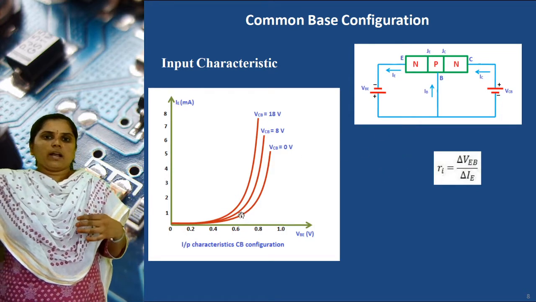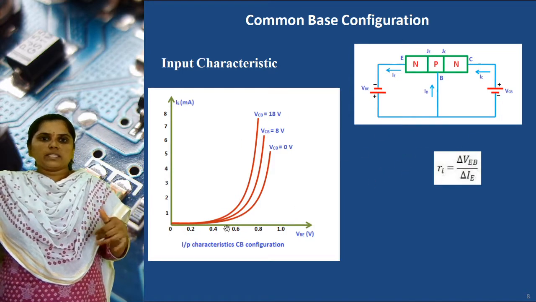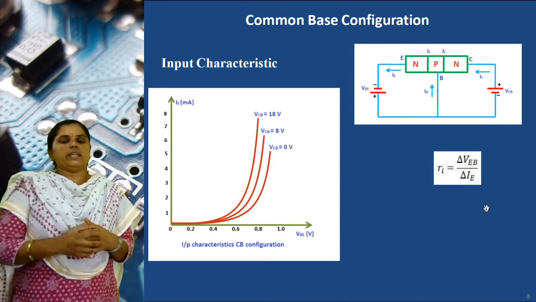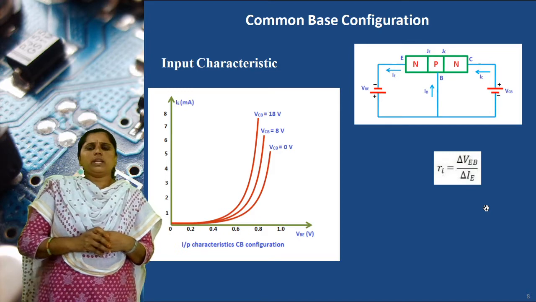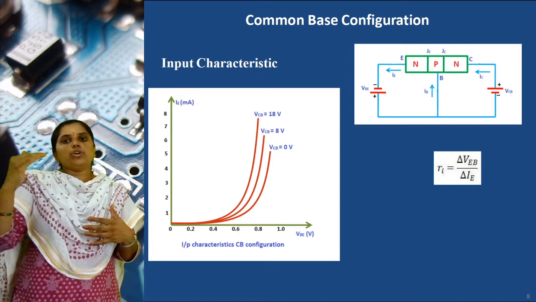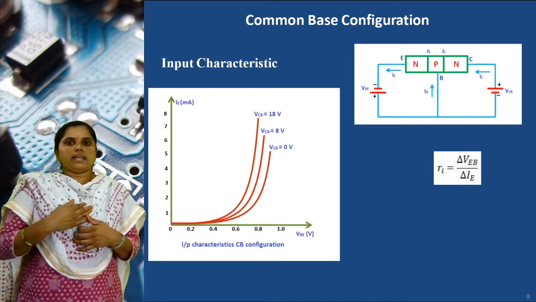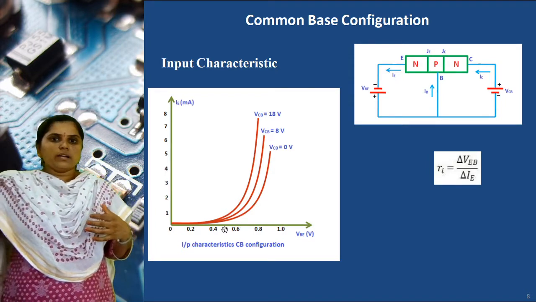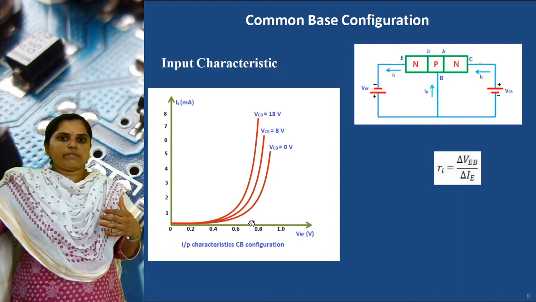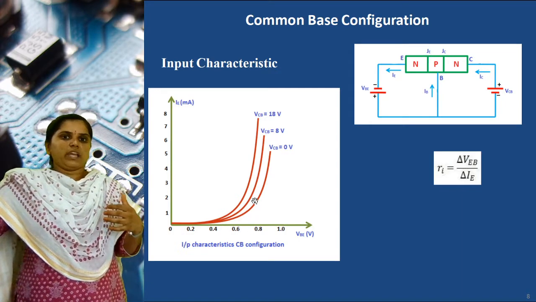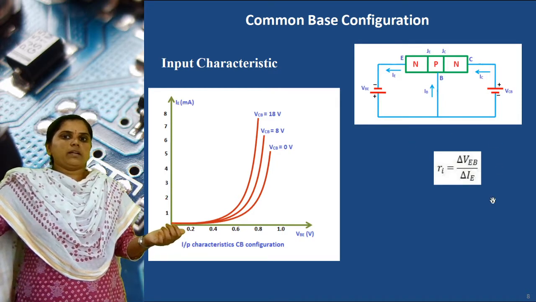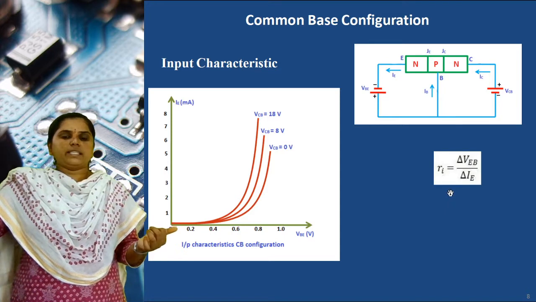Next, see here, from this waveform we can calculate the input resistance. From Ohm's law we know the input resistance. Now what is the formula of resistance? Ratio of voltage to current here. So see here, when we are giving the input voltage, that is the VEB, the formula is change in VEB to the change in IE. This is the formula of input resistance.